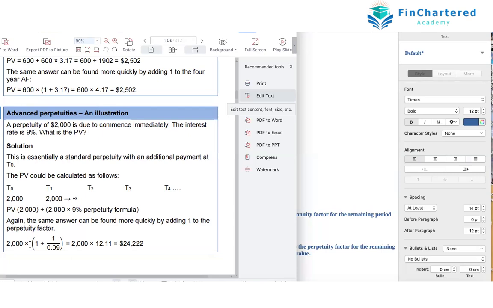So what did we do? Future value is multiplied with 1 divided by R. But to that perpetuity factor, we have added 1 using the same common sense, using the same logic. And that's why the answer is 24,222.